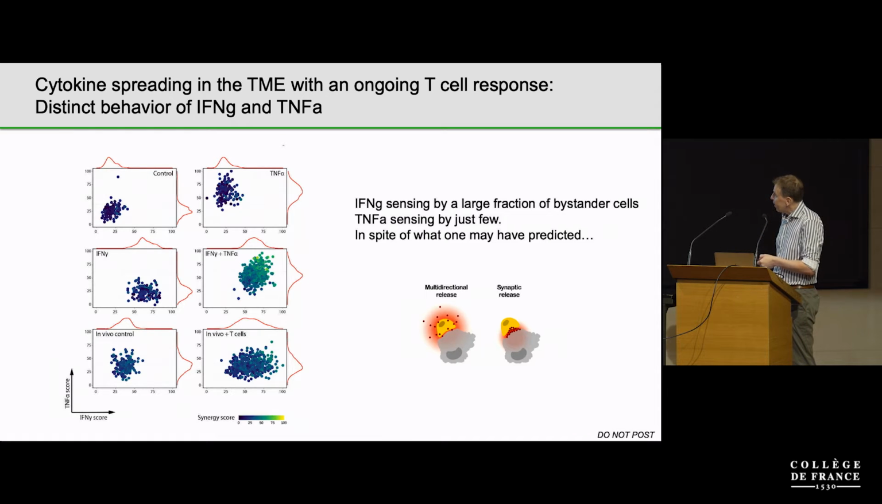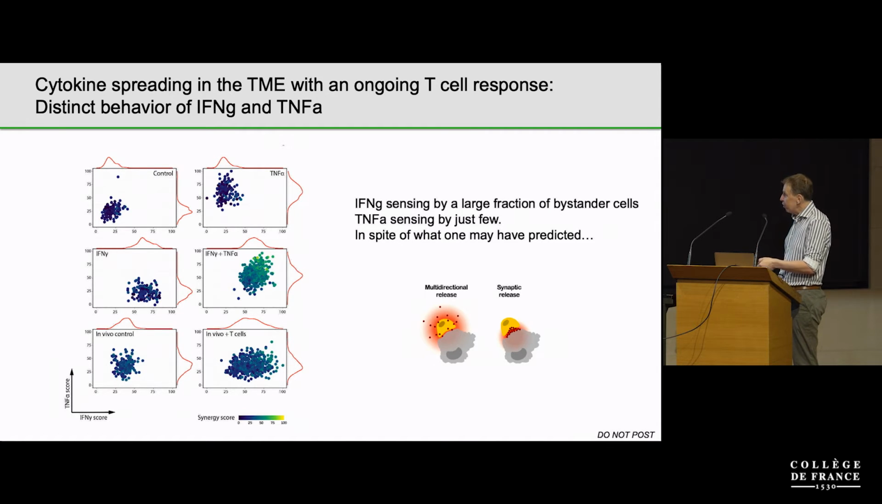Here, the top 4 panels are all controls. So here on the x-axis, I'm plotting the interferon gamma score. On the y-axis, I'm plotting the TNF score. So these are all individual cells, showing again that if you give interferon gamma and TNF, we see these cells move all the way to the top right, and the color here indicates the synergy score.